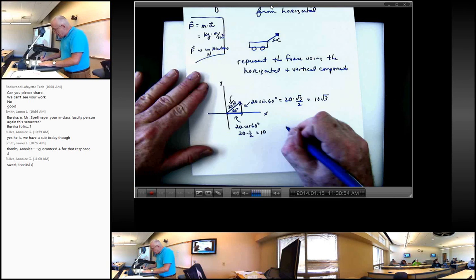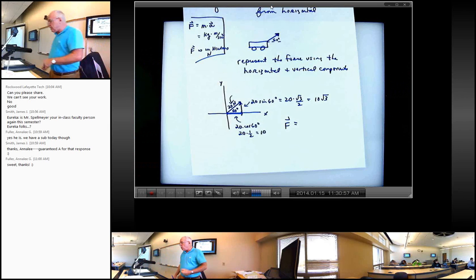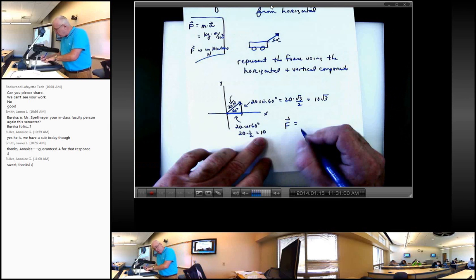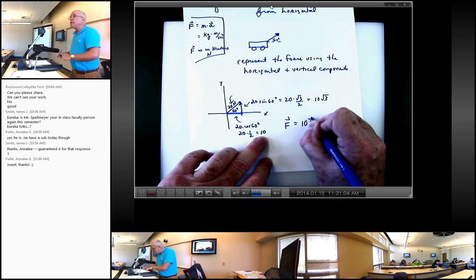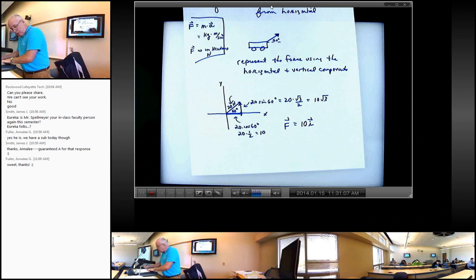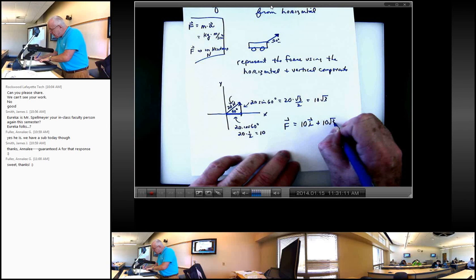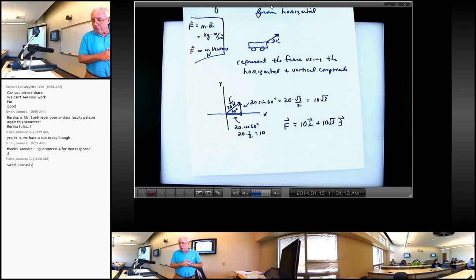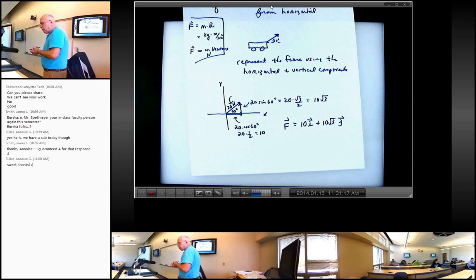So I can write here that our force, broken up into horizontal and vertical, is 10, that's the magnitude in the horizontal, times the I unit vector, the horizontal one, plus 10 times the square root of 3 times the vertical unit vector, J, just breaking it up. Right.